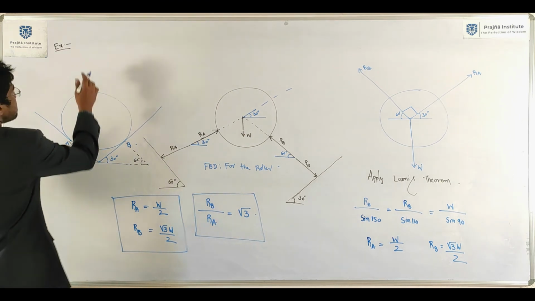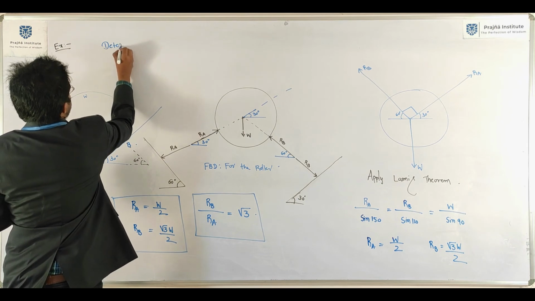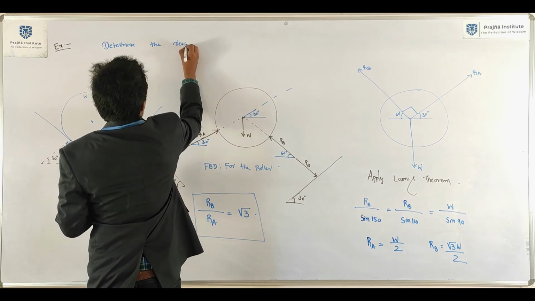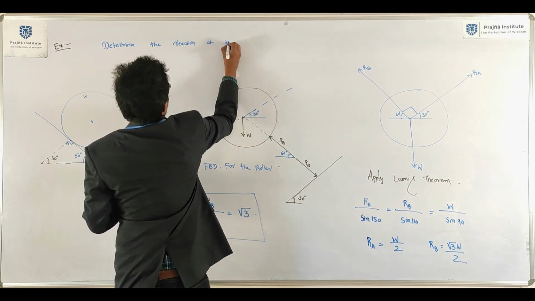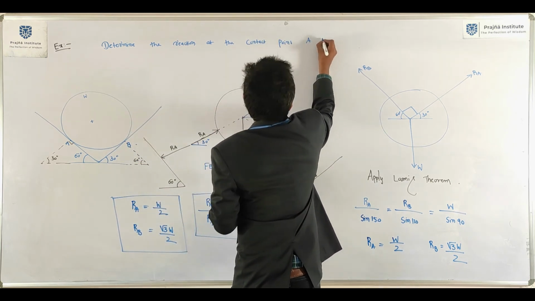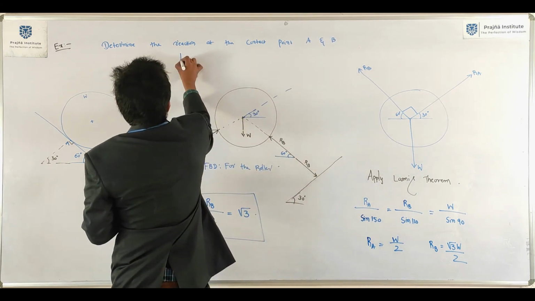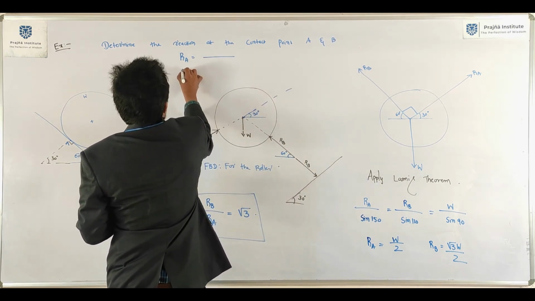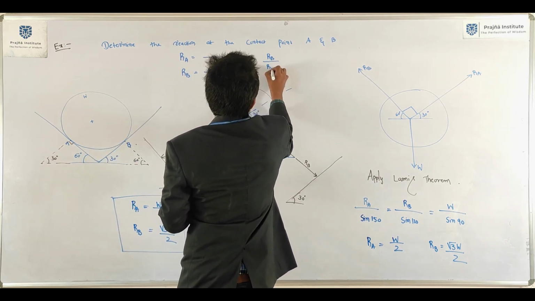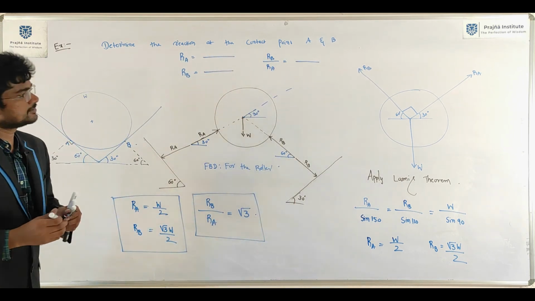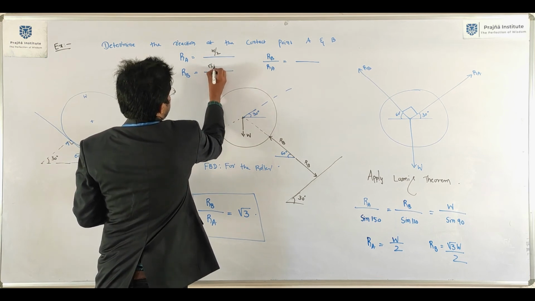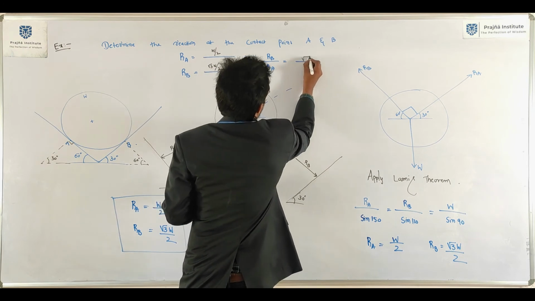Okay, so they are asking to determine the reactions at the contact points A and B, that is RA equal to dash, RB equal to dash, or else RB by RA equal to dash. That's it. Okay. Here you will get W by 2, root 3 W by 2. Here it is root 3.